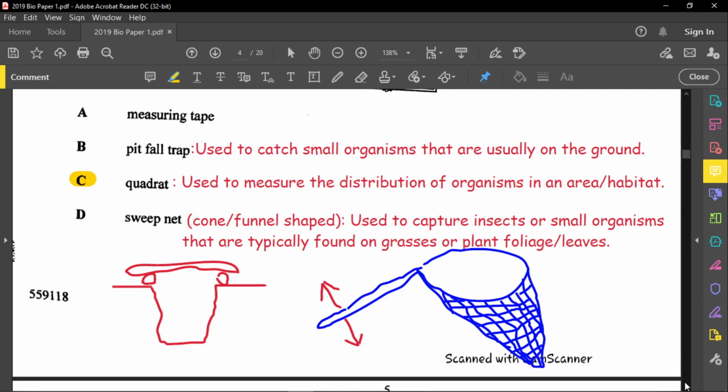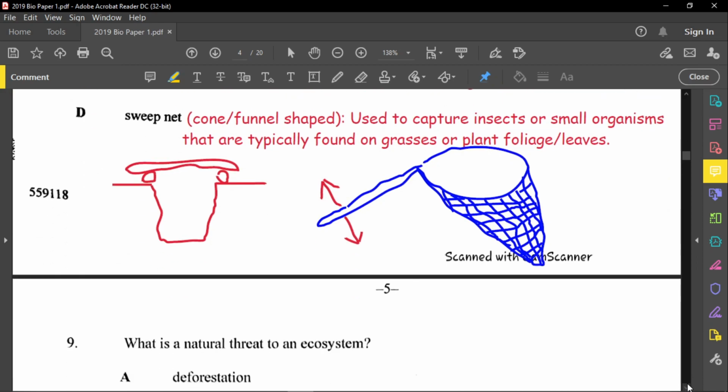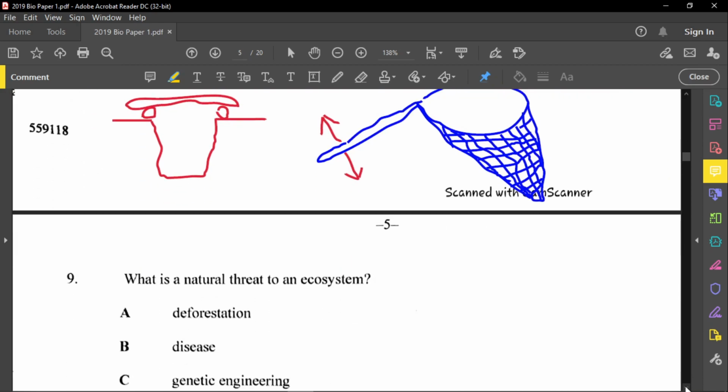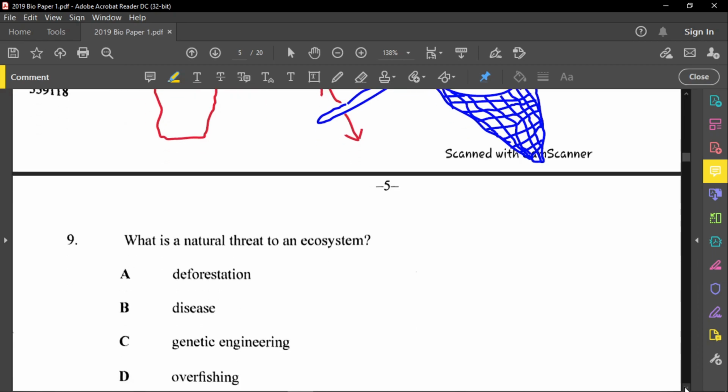In agriculture, it is also used to capture insects that may be eating certain crops. All right, so it's a very good and useful thing to measure the amount of organisms in that particular area. All right, let's go to number 9.